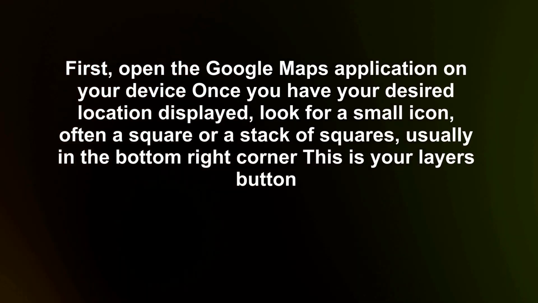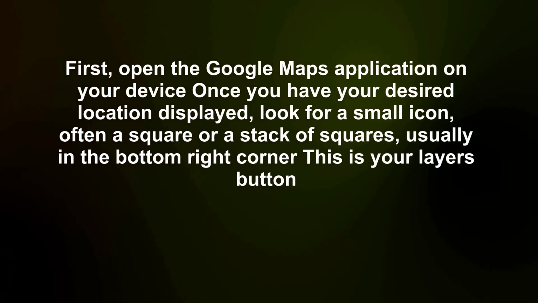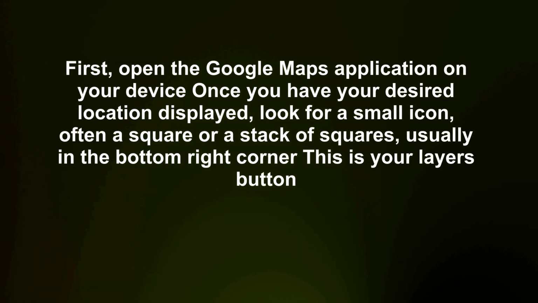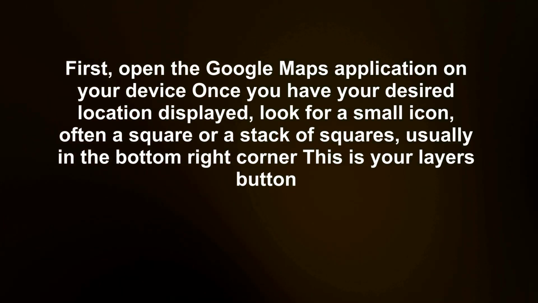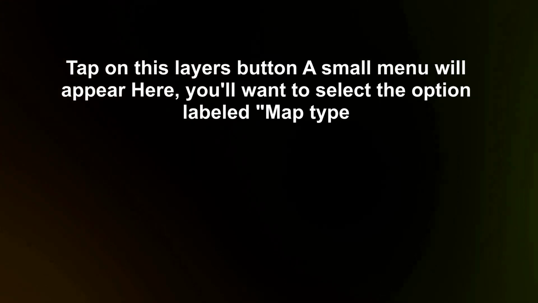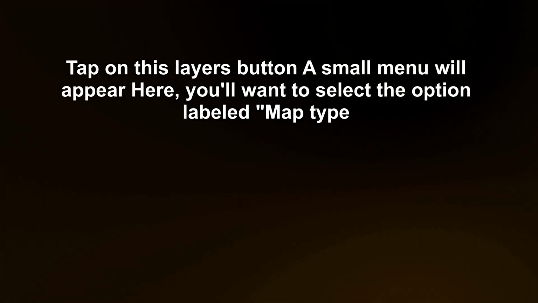Once you have your desired location displayed, look for a small icon, often a square or a stack of squares. Usually in the bottom right corner, this is your Layers button. Tap on this Layers button, and a small menu will appear here. You'll want to select the option labeled Map Type.